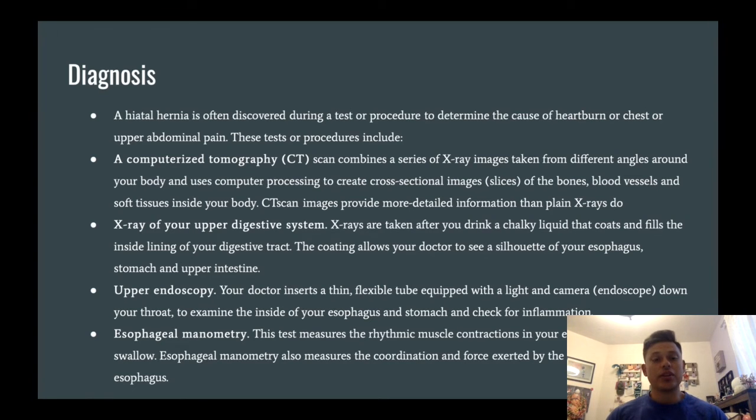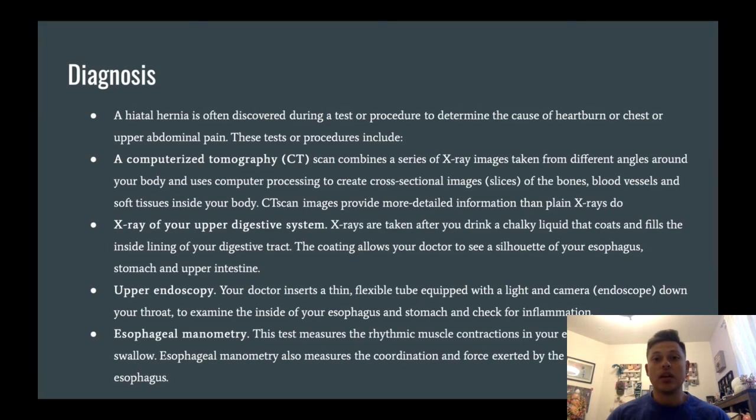To begin, hiatal hernia is observed during a test procedure to determine the cause of heartburn or chest or upper abdominal pain. These tests or procedures include a computerized tomography, which is abbreviated CT. Scans combine a series of X-ray images taken from different angles around your body and use computer processing to create cross-sectional image slices of the bone, blood vessels, and soft tissues inside your body.